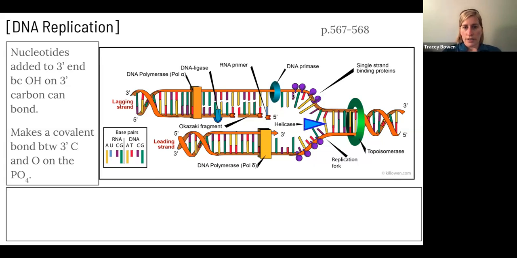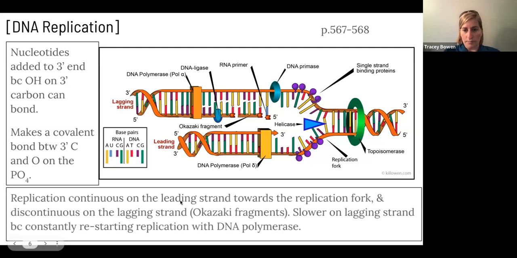When the strands are open for bonding, we have the leading strand and the lagging strand, and these replicate differently. The leading strand and lagging strand are both going to replicate on the 3' end. In this case here, on the leading strand, this is the 3' end, but on this side here, on the lagging strand, this is the 3' end. So we're going to have to do things a little bit differently on the lagging strand.